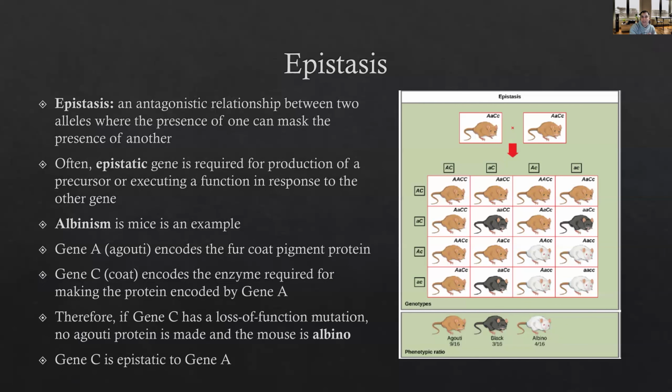Once we've examined this more to understand this pathway, what we understand is that this particular gene encodes an enzyme that's required for making the protein that's encoded by gene A. What that basically means is that A can't function without C. By breaking this C gene, by breaking that protein, it doesn't matter what A says because we can't make it.